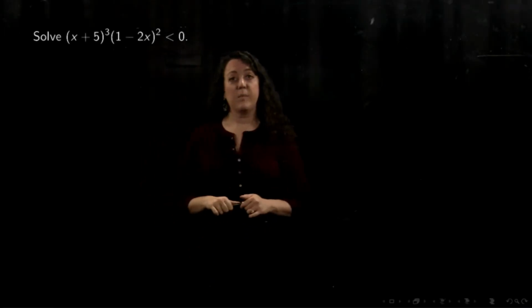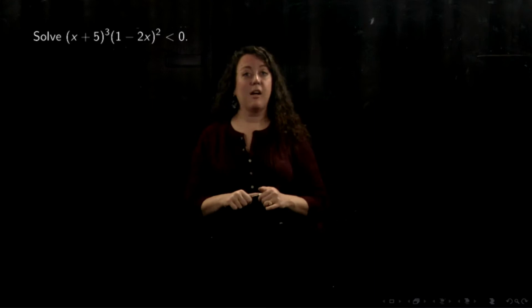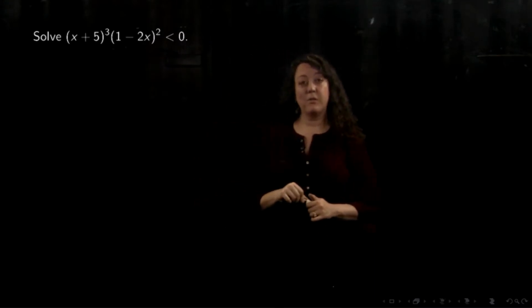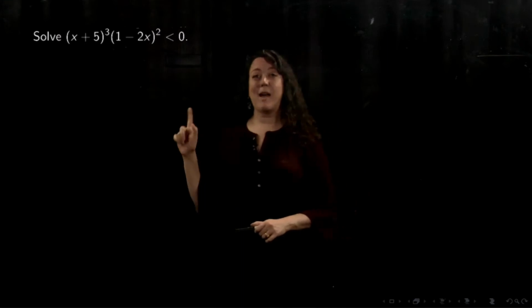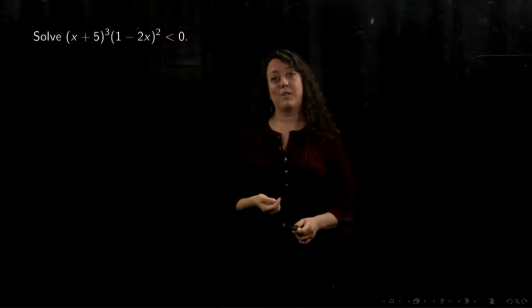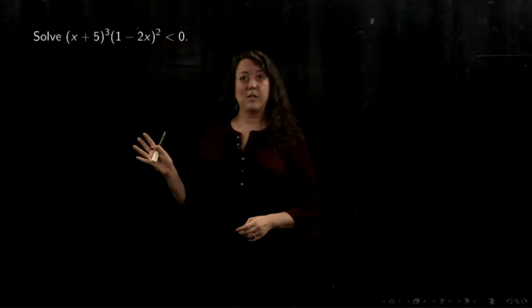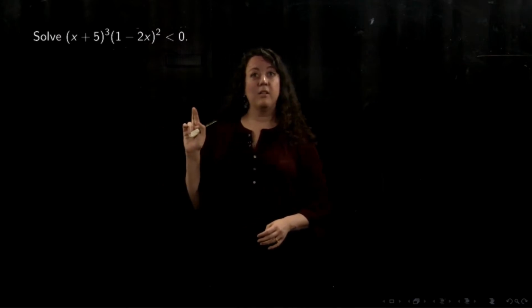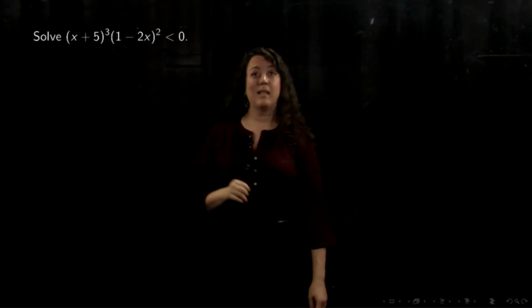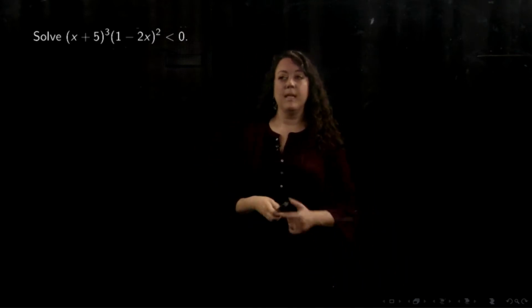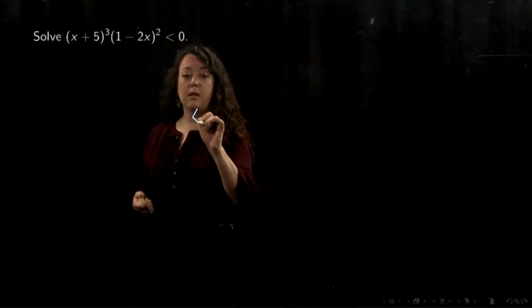The other way to talk about nonlinear inequalities is to talk about the multiplicities of the zeros. So I can see that there's going to be a pattern that develops if I look at what's going to happen at each of the zeros of my function. In this case, my expression is (x + 5)^3 times (1 - 2x)^2, and I want to know where that is less than 0. It's already factored for me, so I know what my two zeros are.